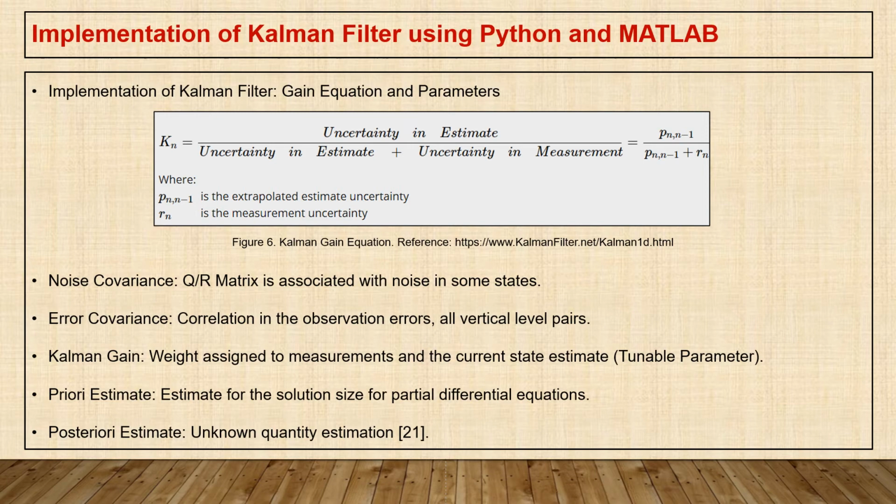Also, the term Kalman gain is related to the weight assigned to measurements and the current state estimate. The current state estimate is a tunable parameter which would be obtained from the previous state also. This estimation involves the concept of a priori estimate and a posteriori estimate. The a priori estimate is used for the estimation of solution size for any PDE, that is the partial differential equation, and the a posteriori estimate would be the unknown quantity estimation, that is in our case the NavIC receiver position.